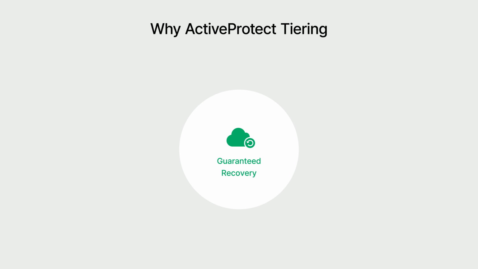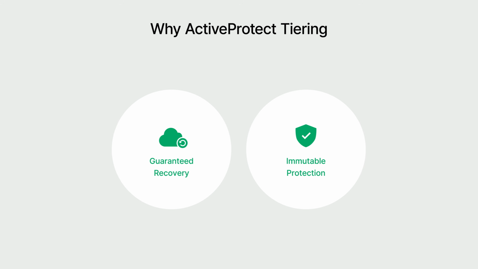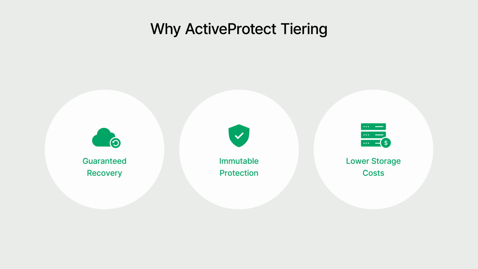In summary, ActiveProtect's tiering feature delivers guaranteed recovery, immutable protection, and lower storage costs. Full data tiering keeps remotely stored data fully restorable. Immutable protection keeps long-term data secure. And together, they reduce storage costs without trade-offs.